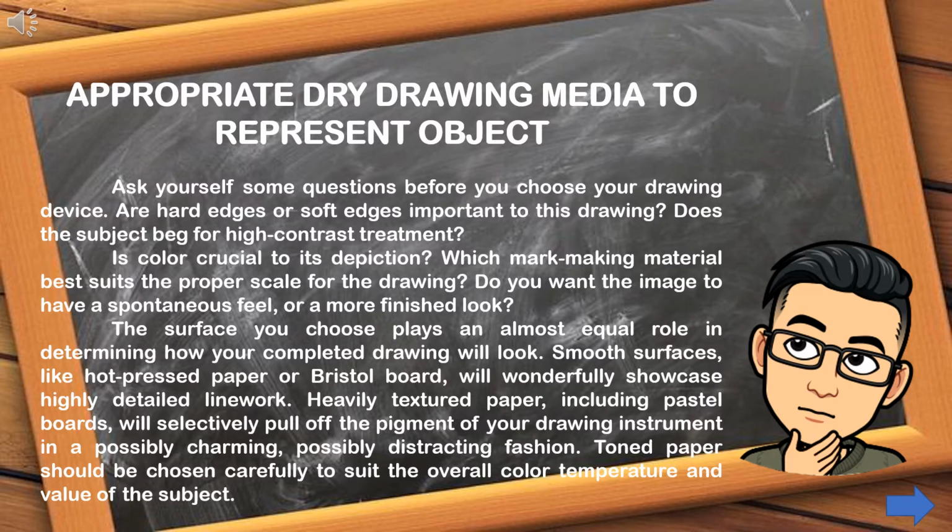The surface you choose plays an almost equal role in determining how your completed drawing will look. Smooth surfaces, like hot-pressed paper or Bristol board, will wonderfully showcase highly detailed line work. Heavily textured paper, including pastel boards, will selectively pull off the pigment of your drawing instrument in a possibly charming, possibly distracting fashion. Toned paper should be chosen carefully to suit the overall color temperature and value of the subject.